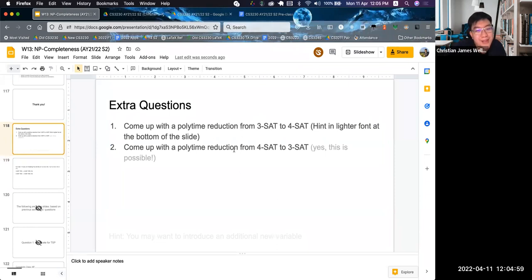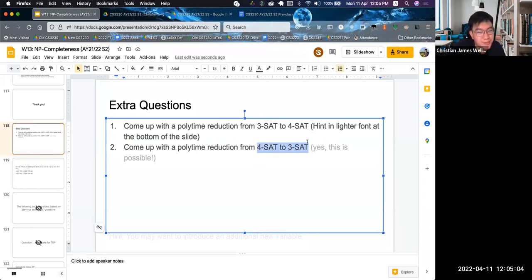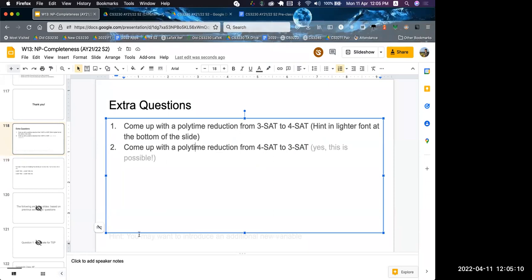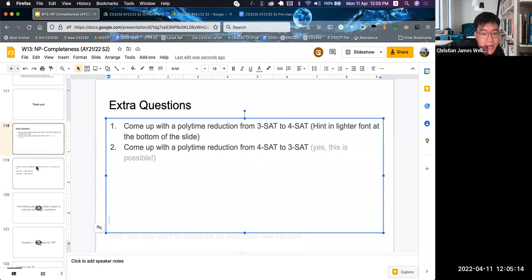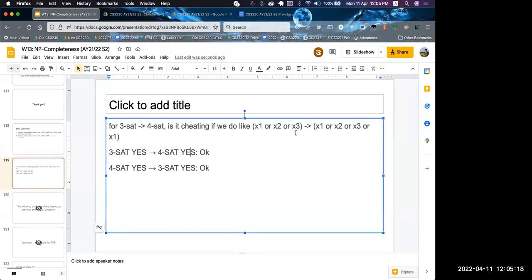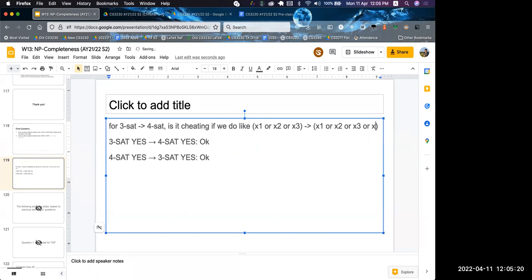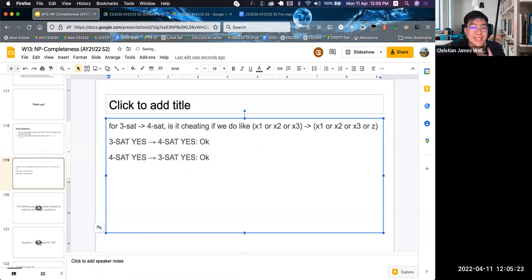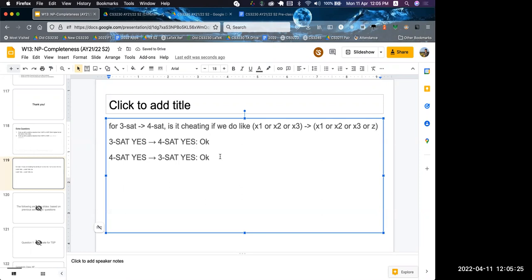Or maybe you can also try the other direction, for set to tree set. I think this is more non-trivial. So for the hint, yep, I just saw the hint. You want to introduce an additional new variable. If we introduce a new variable, then we keep the default variables, and this final variable, let it be like xk. Let's call it z. Yeah, let z always be false.